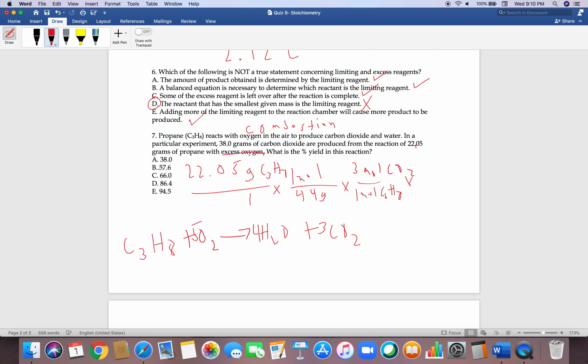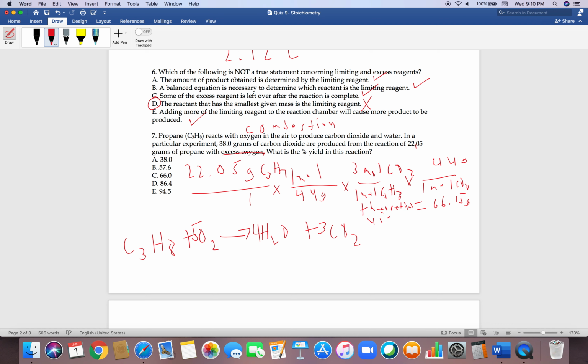Now, once we get the 3 moles of carbon dioxide, we know 1 mole of carbon dioxide weighs 44 grams. So we get the theoretical yield as 66.15 grams. So this is our theoretical yield. I'm going to put this as theoretical yield.